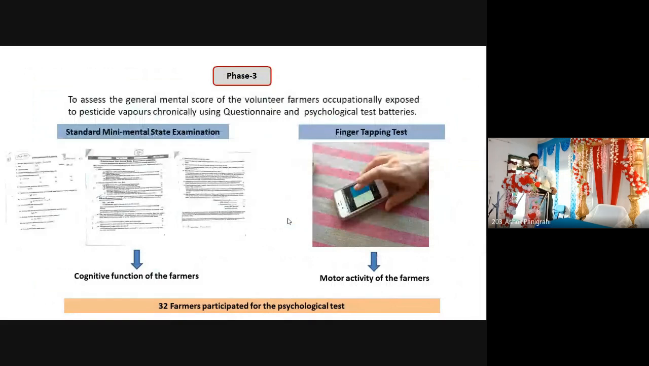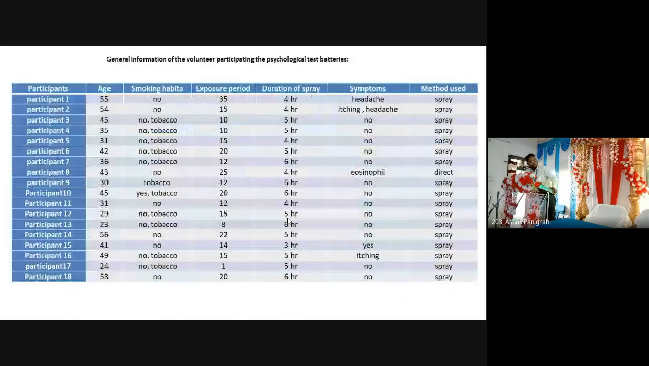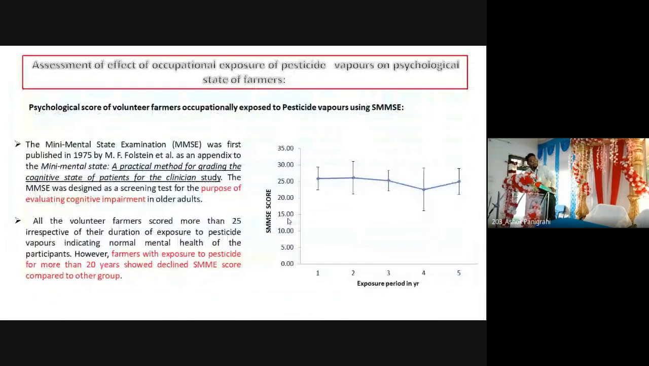In the third part, I studied how the farmers are getting affected. We used a questionnaire and conducted certain tests. This is the standard mini-mental state examination, where we study the cognitive function of the farmers. Farmers simply have to draw a line between the dots; if they draw properly, their neuromuscular action is fine. The second test is the finger tapping test, where they tap the finger for 1 minute, 60 seconds. Their scores are recorded. These are the participants I have taken, and we can clearly see that the scores of the farmers decrease as they are exposed for more years and more hours.